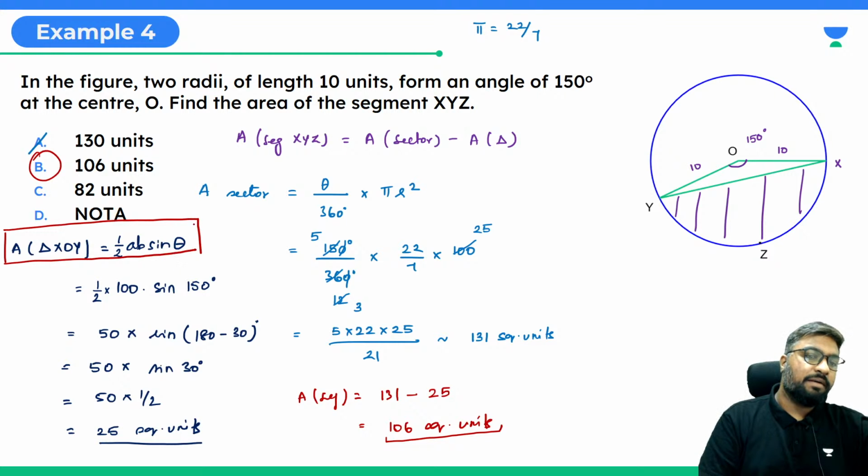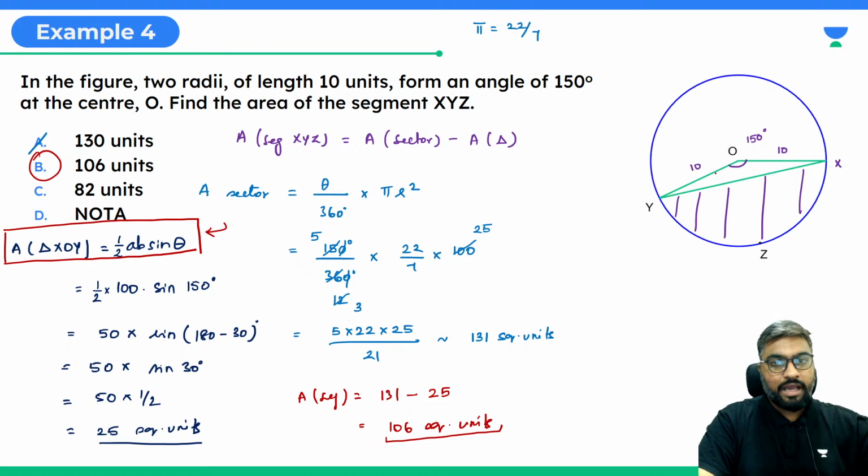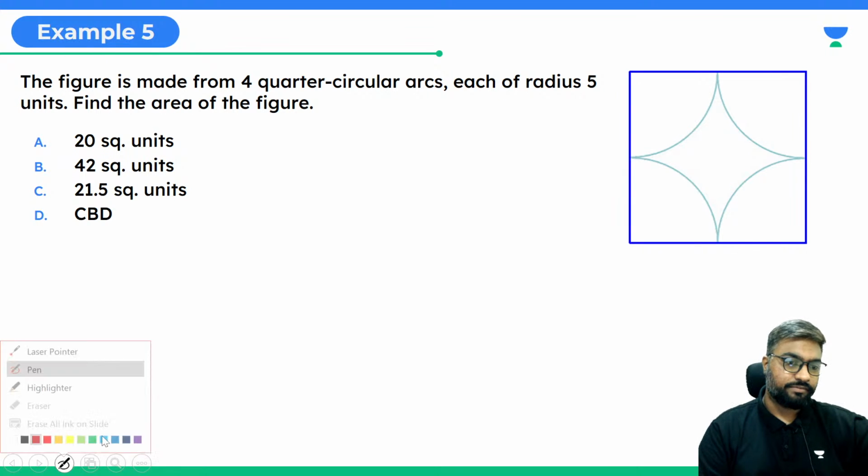This formula will come in handy if you know two sides and the angle between them. I know this side, I know this side, and I know the angle between them to be 150. So 1 by 2 AB sin theta will be helpful. If we know the length of the side XY, then we can use Heron's formula and get it done with. Okay. Next question.